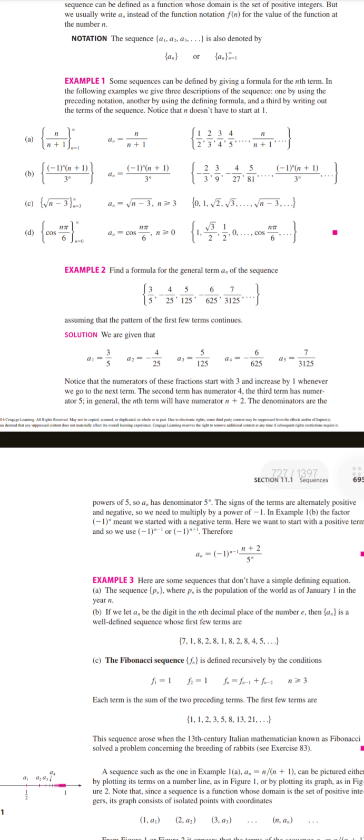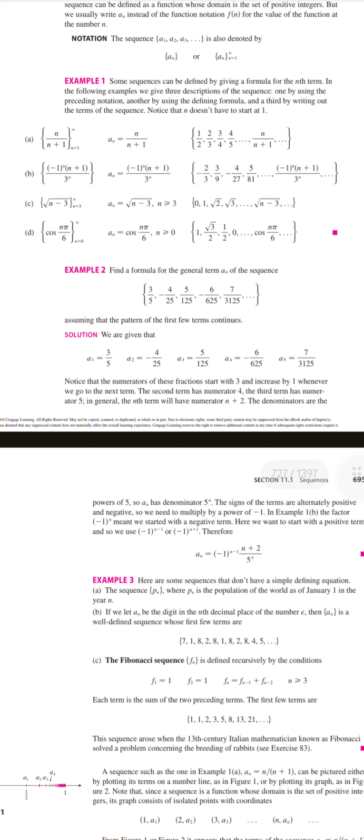A: the sequence {n/(n+1)} from n equals 1 to infinity, where a sub n equals n over n plus 1. Then you have {1/2, 2/3, 3/4, 4/5, ..., n/(n+1)}.